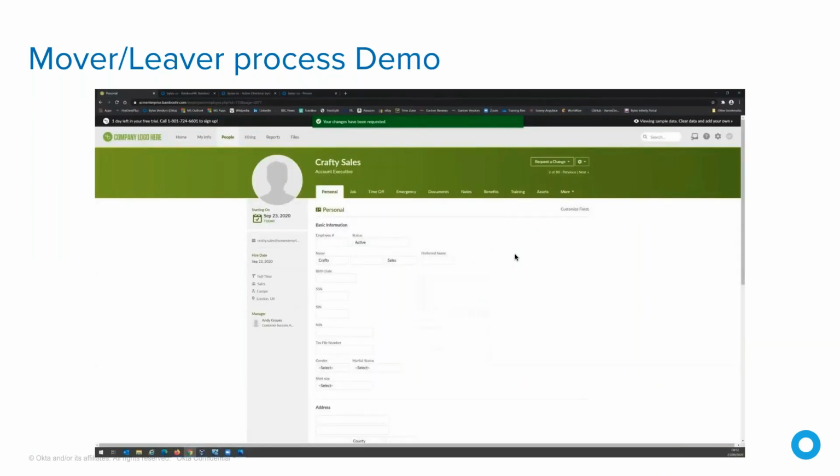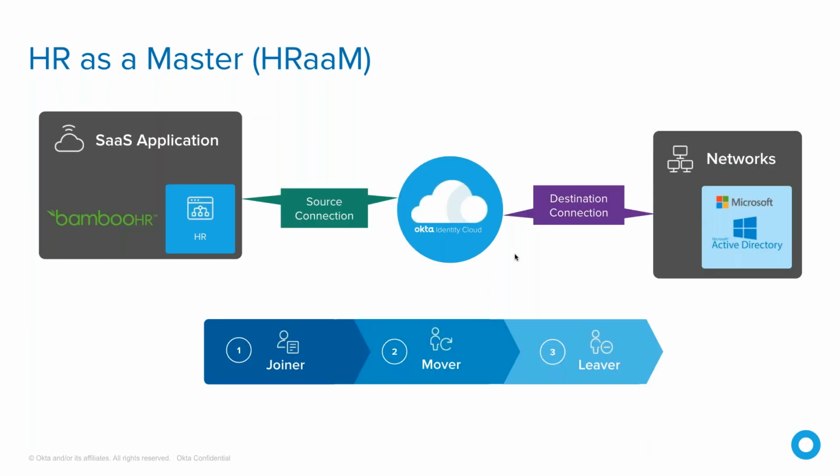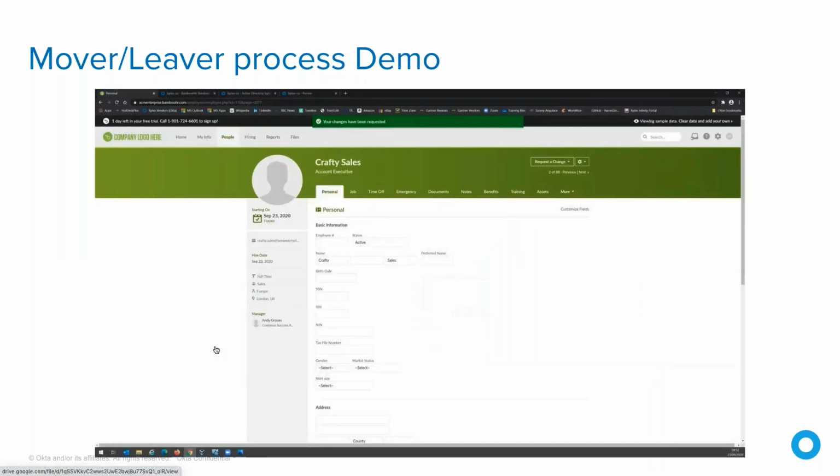And I suppose the next part to this, following on from Giuseppe's demo, we've covered the joiners process, but then it of course begs the question of what happens when a user moves within an organization in terms of changing roles, as well as what happens when users leave the organization. How does this affect our access? So if I just bring up this video just here.